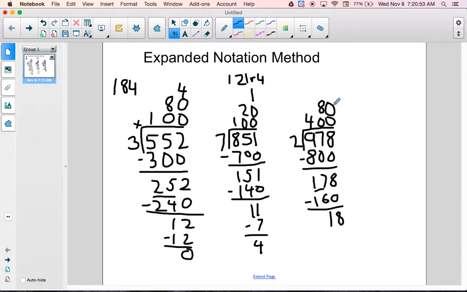Now we want to find our ones. 2 will go into 18 9 times. 9 times 2 is 18. Subtract. 0, there's no remainder, so we put these together. 489.